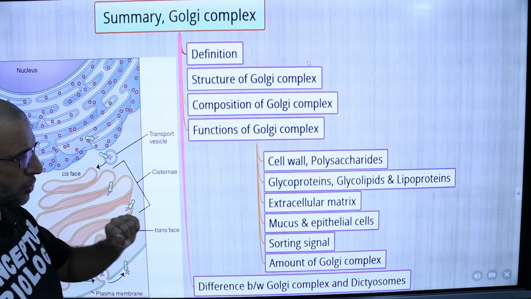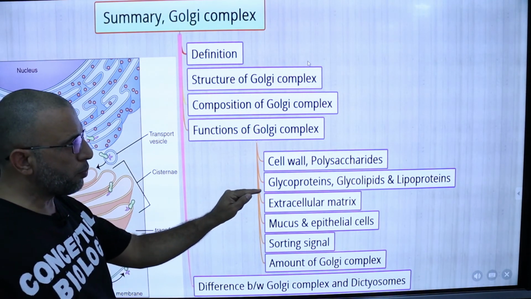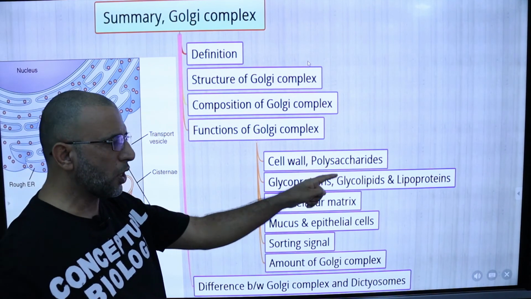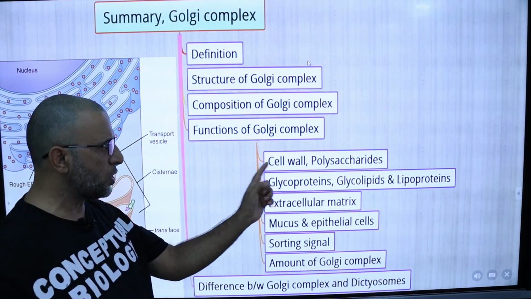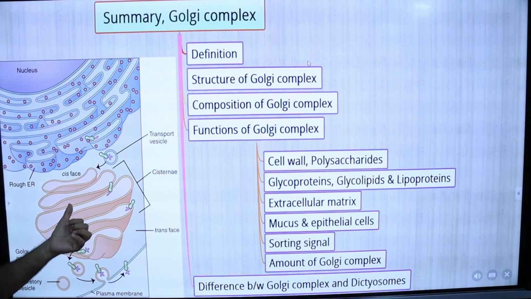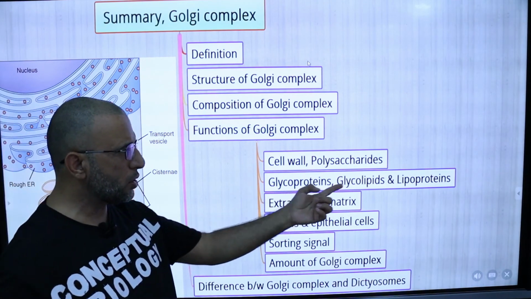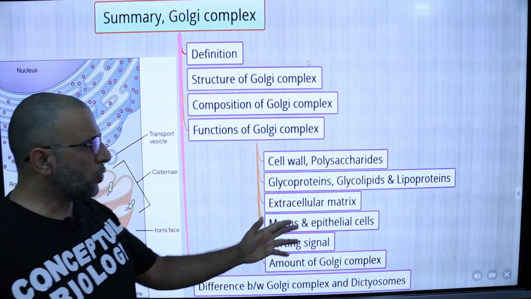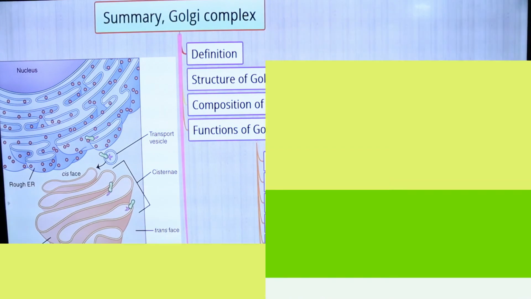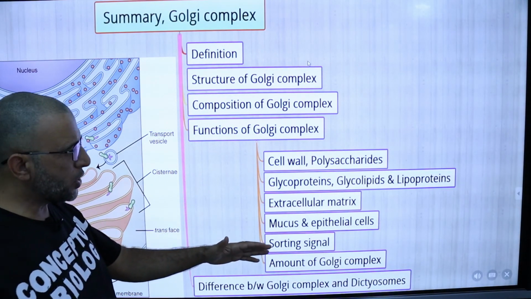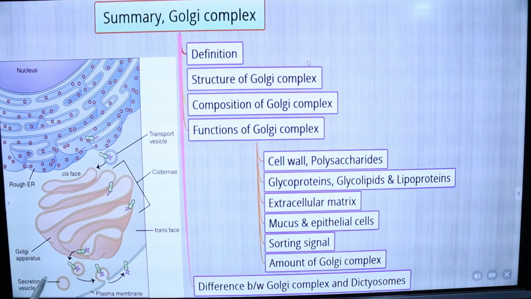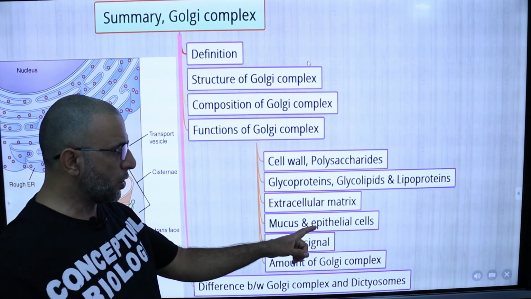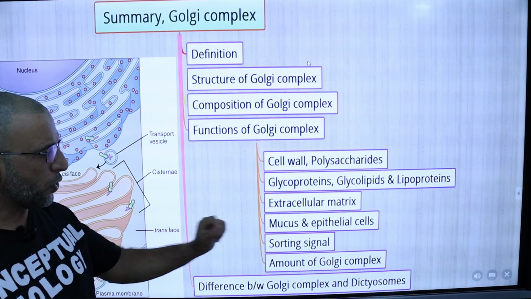Functions of Golgi complex. In plant cells, the Golgi complex is involved in the synthesis of polysaccharides like cellulose, which is used in the synthesis of cell wall. The Golgi complex is involved in modification of proteins into glycoproteins and lipoproteins. It is also involved in the synthesis of glycolipids. Glycoproteins are secreted from the cell, which is used to form extracellular matrix. The Golgi complex in epithelial cells is involved in the secretion of mucus.